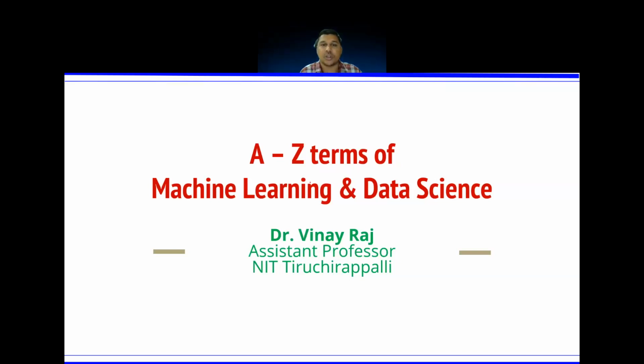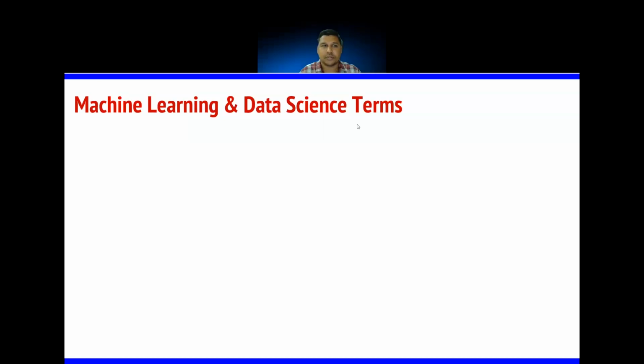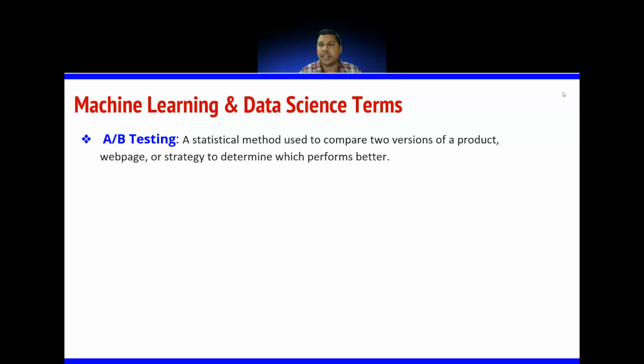Let's see what are those terms and terminology which are very popular in machine learning and data science. So A/B testing. What is this A/B testing? We have seen a lot of testing. In hypothesis testing, we know parametric, non-parametric. In parametric, we have seen about T, Z and F test. And in non-parametric, we have seen about chi-square test.